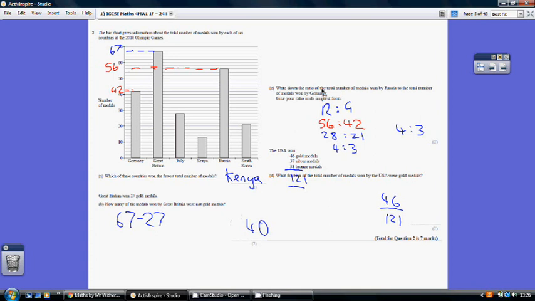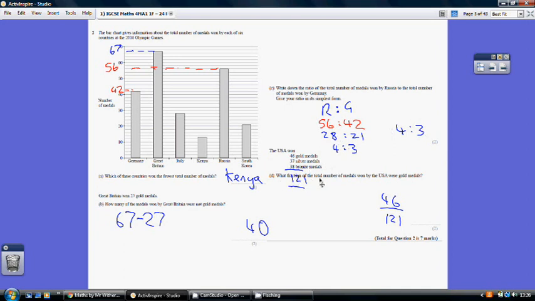Part C, write down the ratio of the total number of medals won by Russia to the total number of medals won by Germany. So, total number of medals won by Russia is here, that's 56. Total number won by Germany is 42. So, Russia to Germany, 56 to 42, just from the bar charts. Now, we've got to give you a ratio in its simplest form, so we have to simplify this. Well, they're both even to start with, so we can divide both of these by 2. And then 28 and 21 are both divisible by 7. So divide both of these by 7, you get 4 to 3.